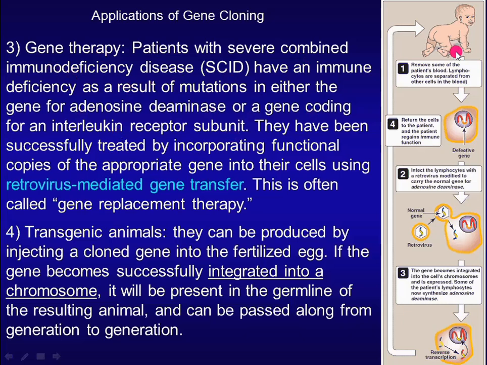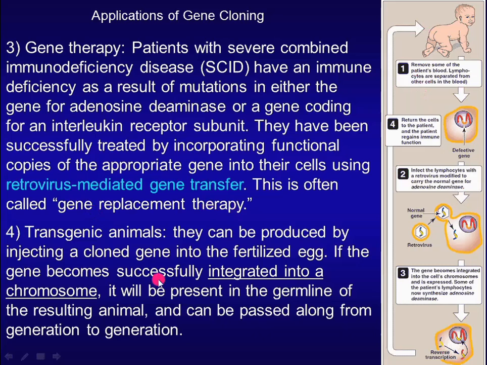For example, this patient has SCID caused by adenosine deaminase deficiency. To treat this patient, lymphocytes are collected from the blood and the normal gene for adenosine deaminase is transferred to the lymphocytes using virus-mediated gene transfer. Lymphocytes are then returned to the patient, and the patient regains immune function. This type of gene therapy is called gene replacement therapy.